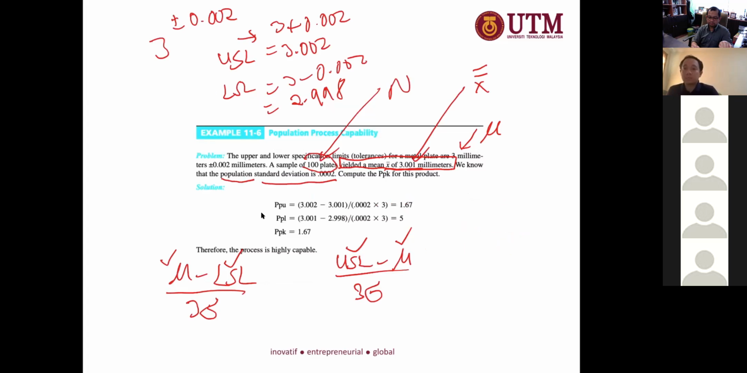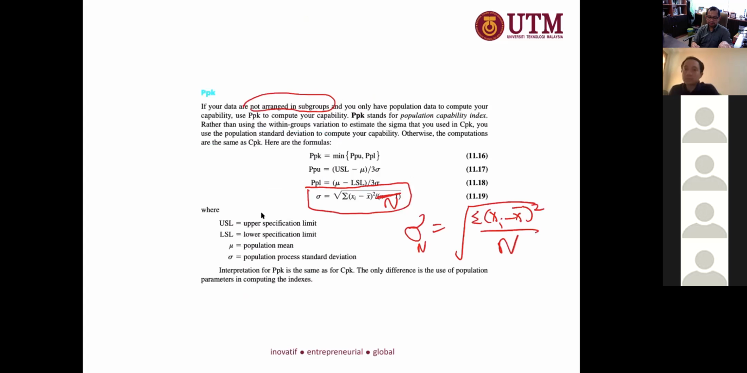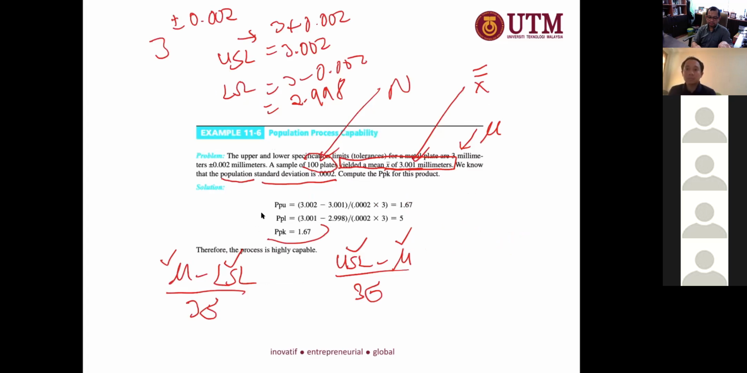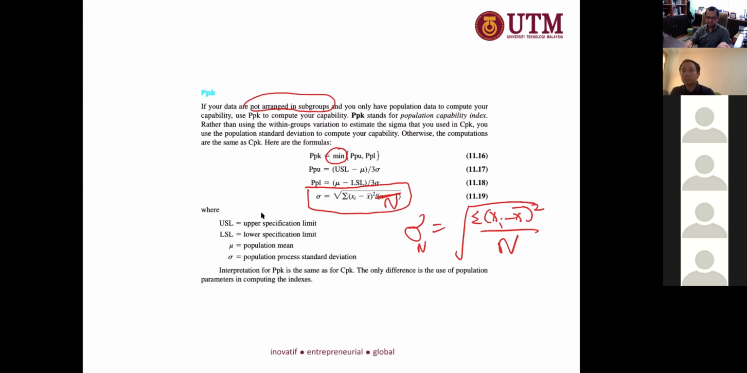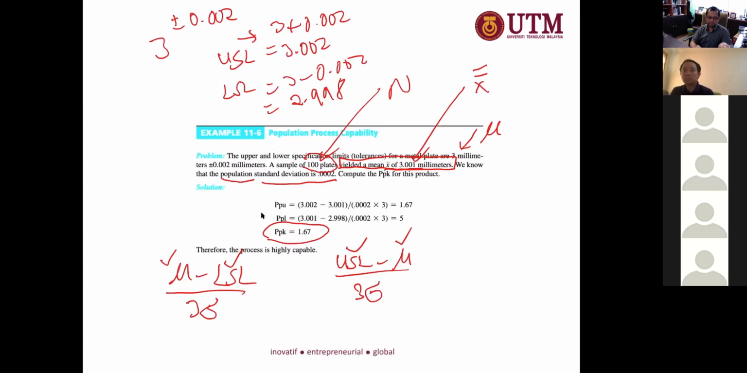So we put into the formula, we got the PPK. Still, we based on the minimum value. So our PPK is 1.67. 1.67 is more than highly capable. This is the PPK, population process capability.